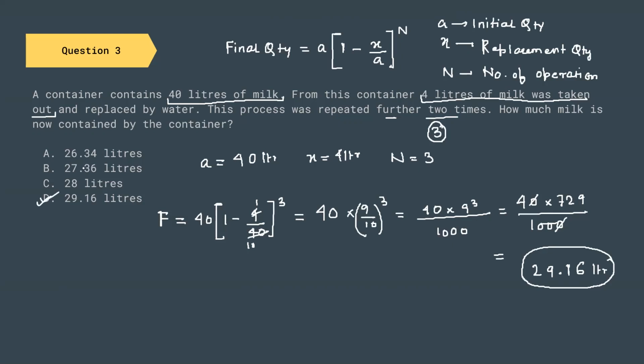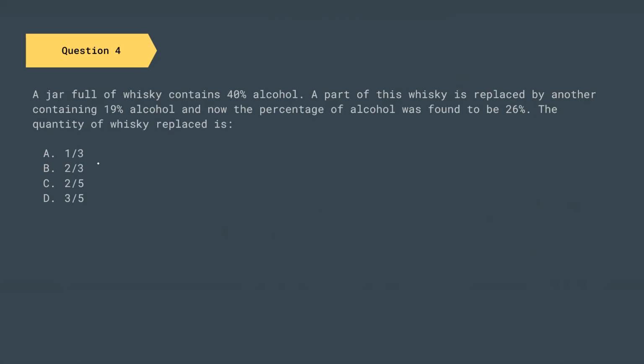So I hope you can do these kinds of mixture questions. Now let us look into another question. We have a jar full of whiskey containing 40% alcohol. A part of this whiskey was replaced by 19% alcohol. And now the percentage of alcohol was found to be 26%. The quantity of whiskey replaced is?